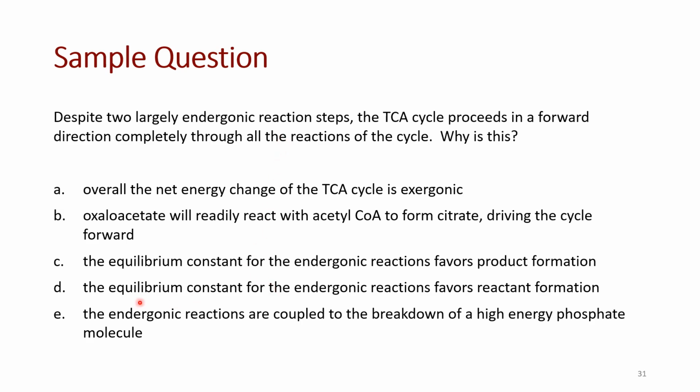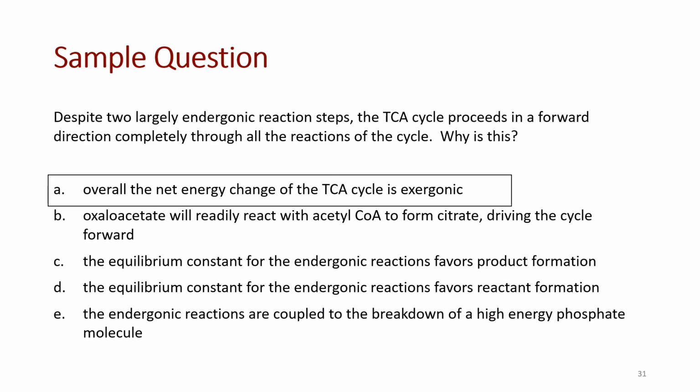The question says you have these endergonic reactions. How does the cycle move forward? And answer D doesn't answer that at all. And then here is E, the endergonic reactions are coupled to the breakdown of a high-energy phosphate molecule. Well, that might be true for some reactions, but certainly not the reactions in the TCA cycle. Really, we don't see any high-energy phosphate compounds except for when GTP is actually formed, not broken down. So E can't be right. So it looks like A might be our best answer. And in fact, it is.